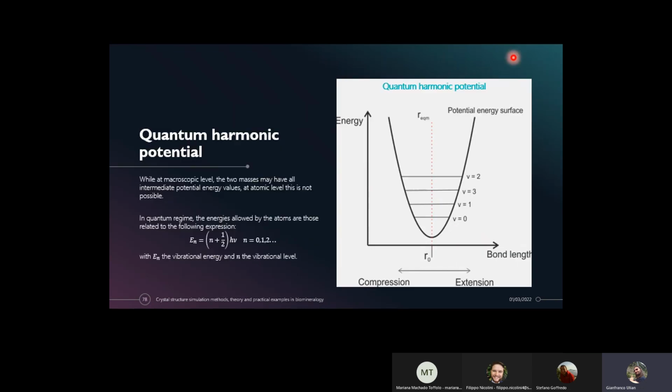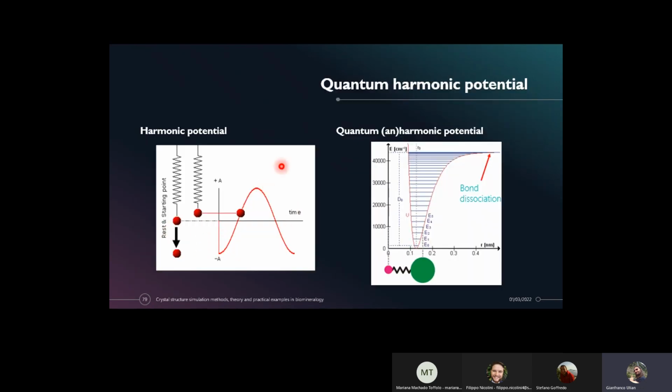Let's say that this is the ground state energy level, the vibrational energy level 0. The separation between the energy levels is called a quantum of energy, that is h, Planck's constant, multiplied by the frequency. And the energy of these levels is given by n, an integer number, plus 1/2, times h times the frequency. En is the vibrational energy of the nth vibrational level. So this is a graphical representation of this.